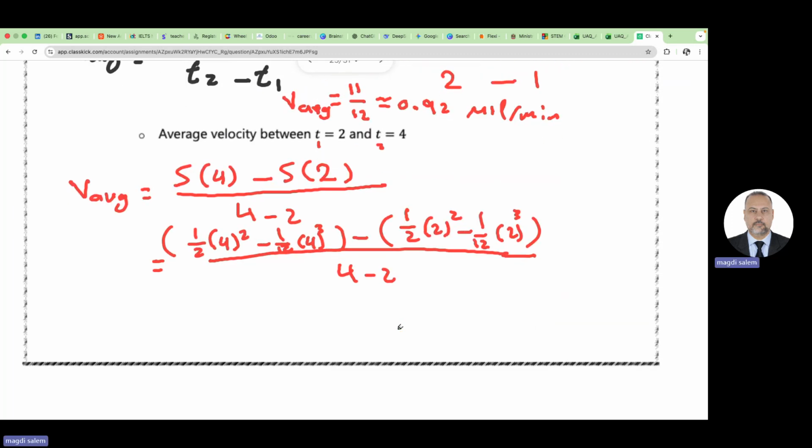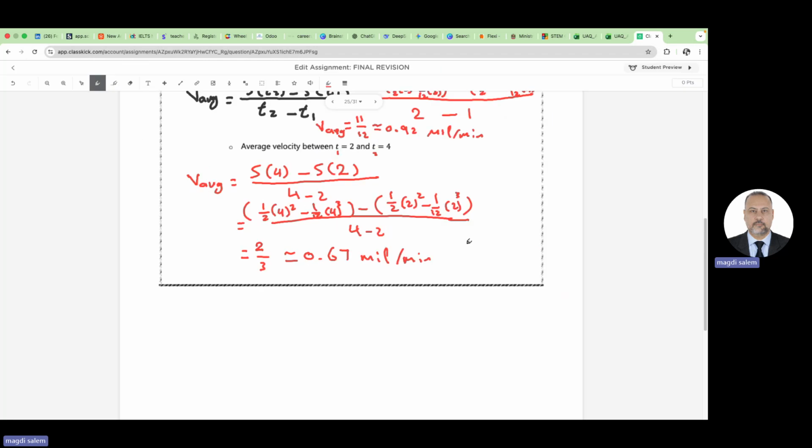As I told you, you can do the simplest form or you can find the answer directly. You check the answer. Your answer is 2/3, which is approximately 0.67 mile per minute. Now let's move to the next question.